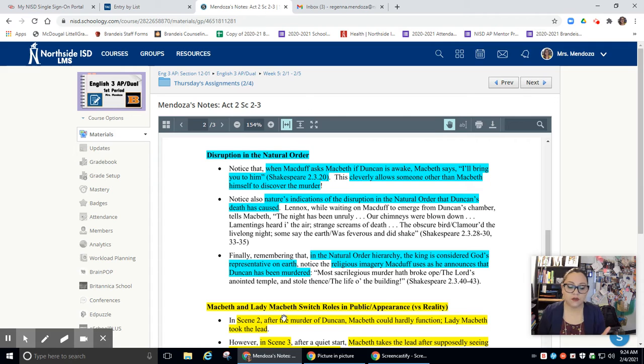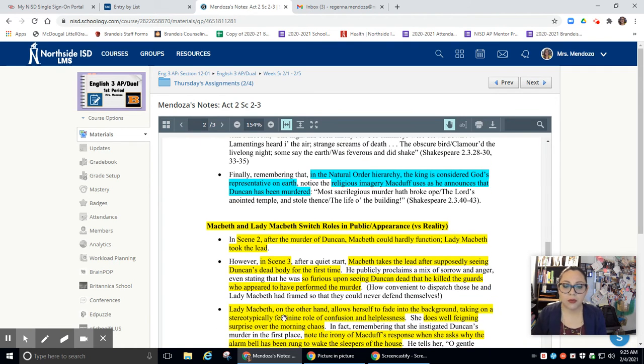And so when Macduff finds the king, he provides this religious imagery because remember, a sin against the king was essentially a sin against God, because the king was the sovereign, the representative of God on earth. And so when Macduff talks about this, he makes it seem as though somebody was murdered in a church, and people are confused. But then ultimately, they all kind of realize what has happened.